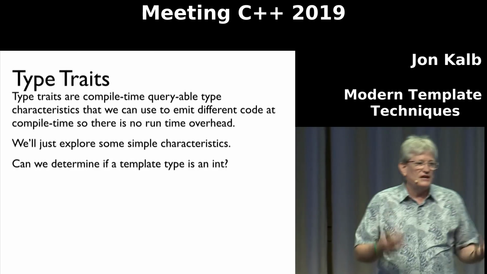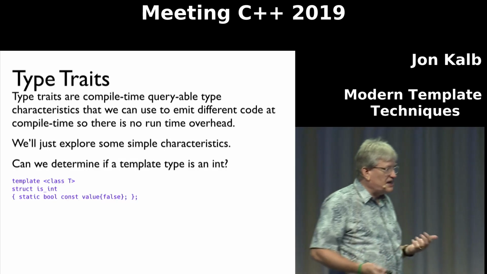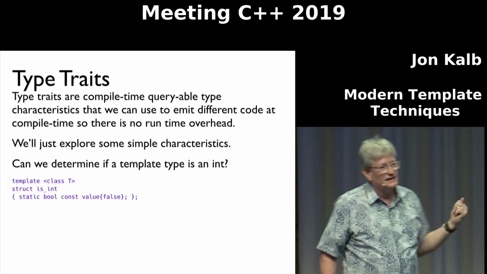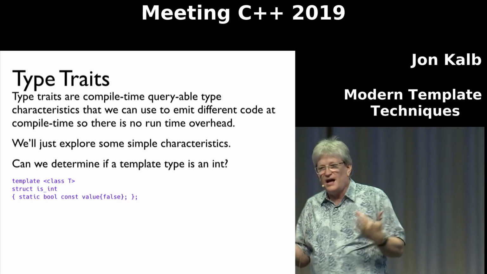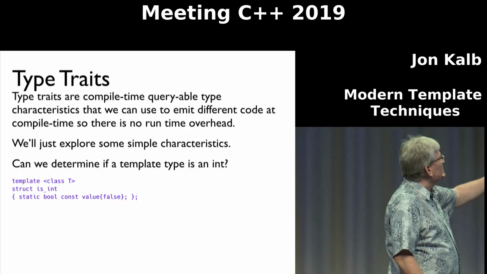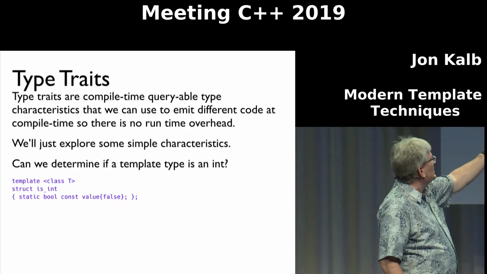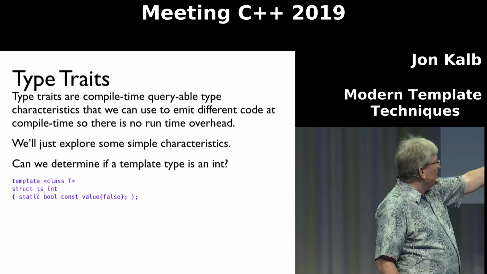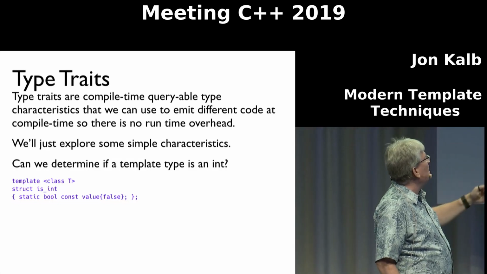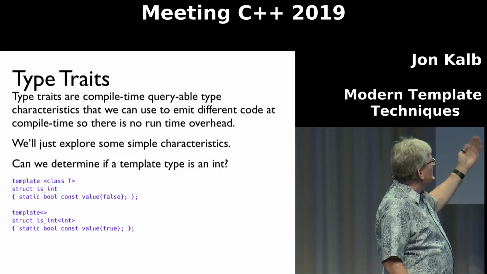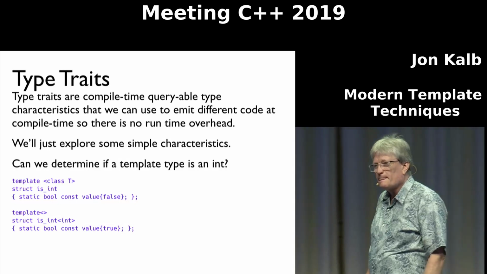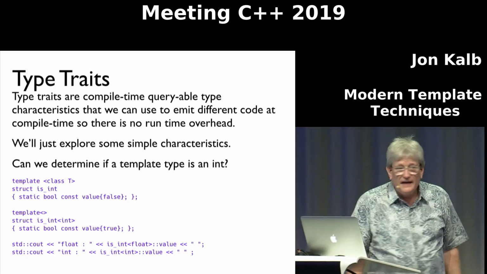So the way we do this is we actually create a template, and in this case, we're going to call it isInt. And most types are not ints, so our default behavior is going to be that for isInt, we're going to have declared a static bool const that is false, and that's most of the time. And then we're going to specialize this for the situation where it is an int, and for that one we'll say true. Okay?